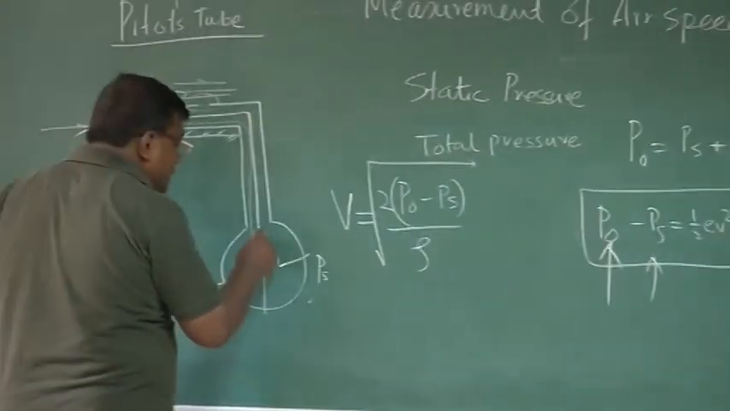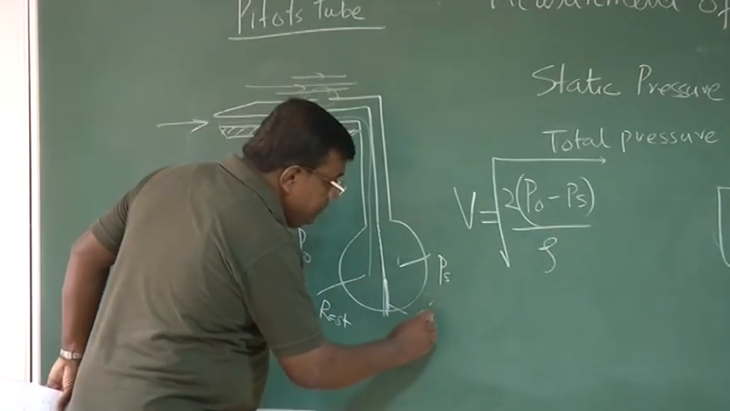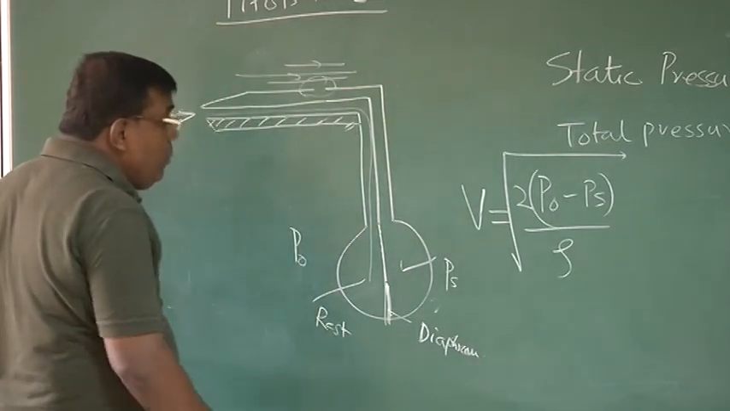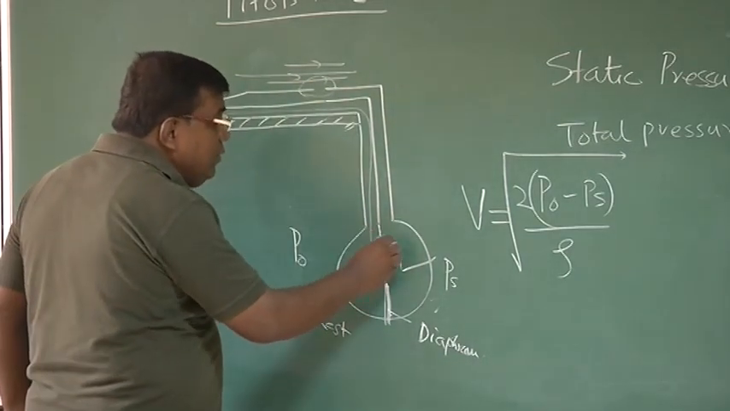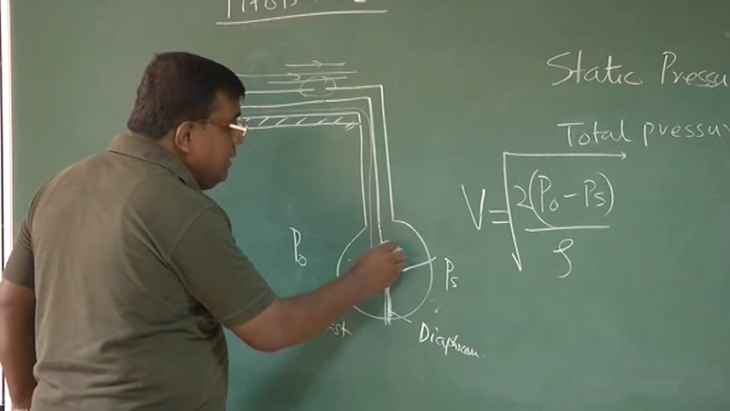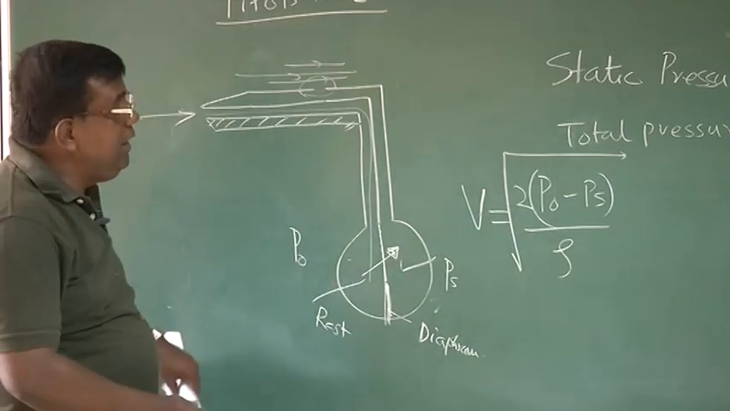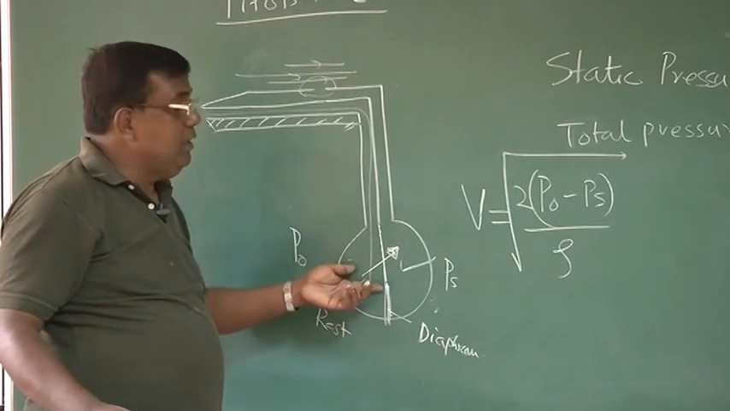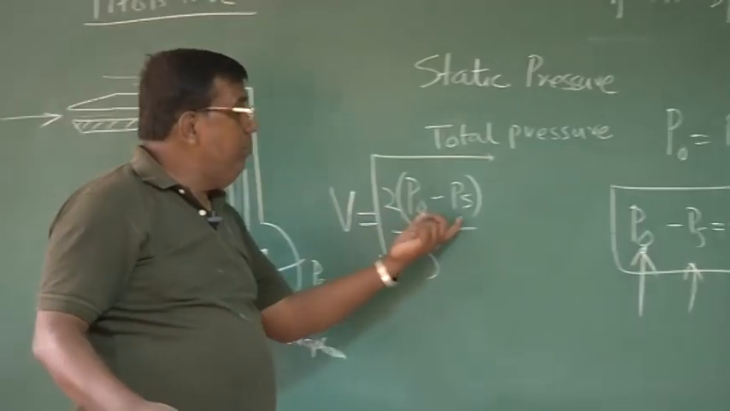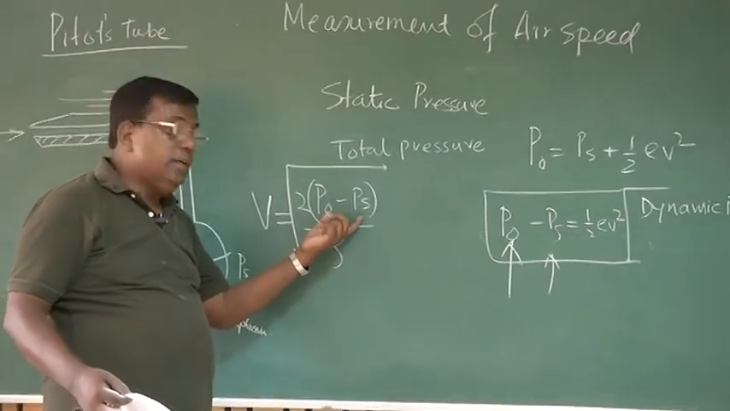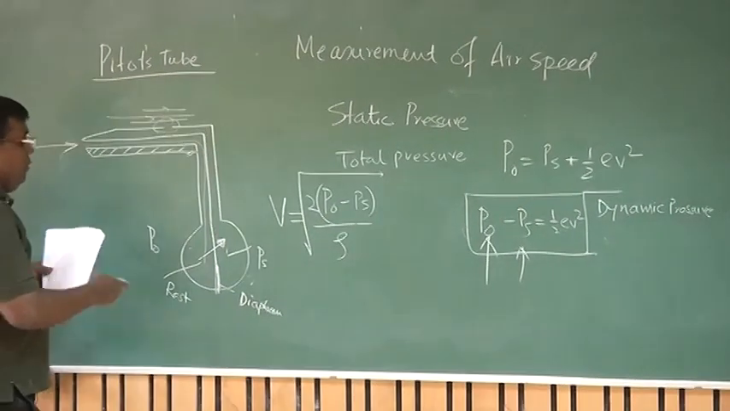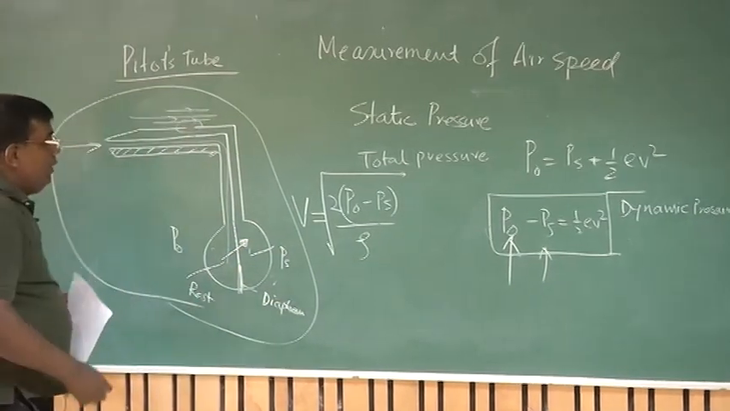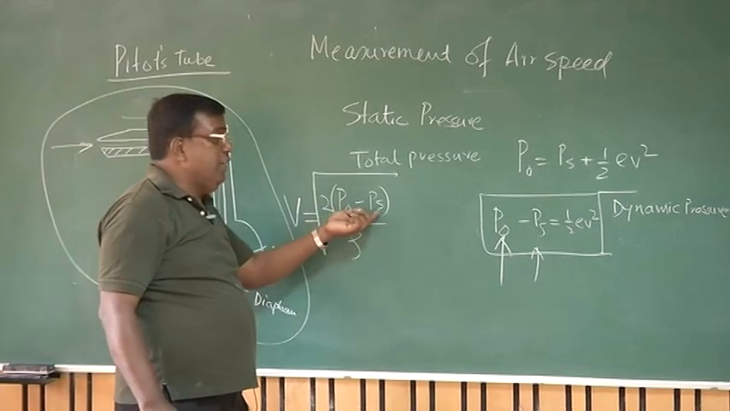And let's say this is a diaphragm, and which is sensitive to the pressure difference. And schematically I put a pointer, and if I calibrate that pointer for the difference in total and static pressure, then I can measure this P0 minus PS, right? So this is the concept that is used to measure or instrument the difference P0 minus PS.